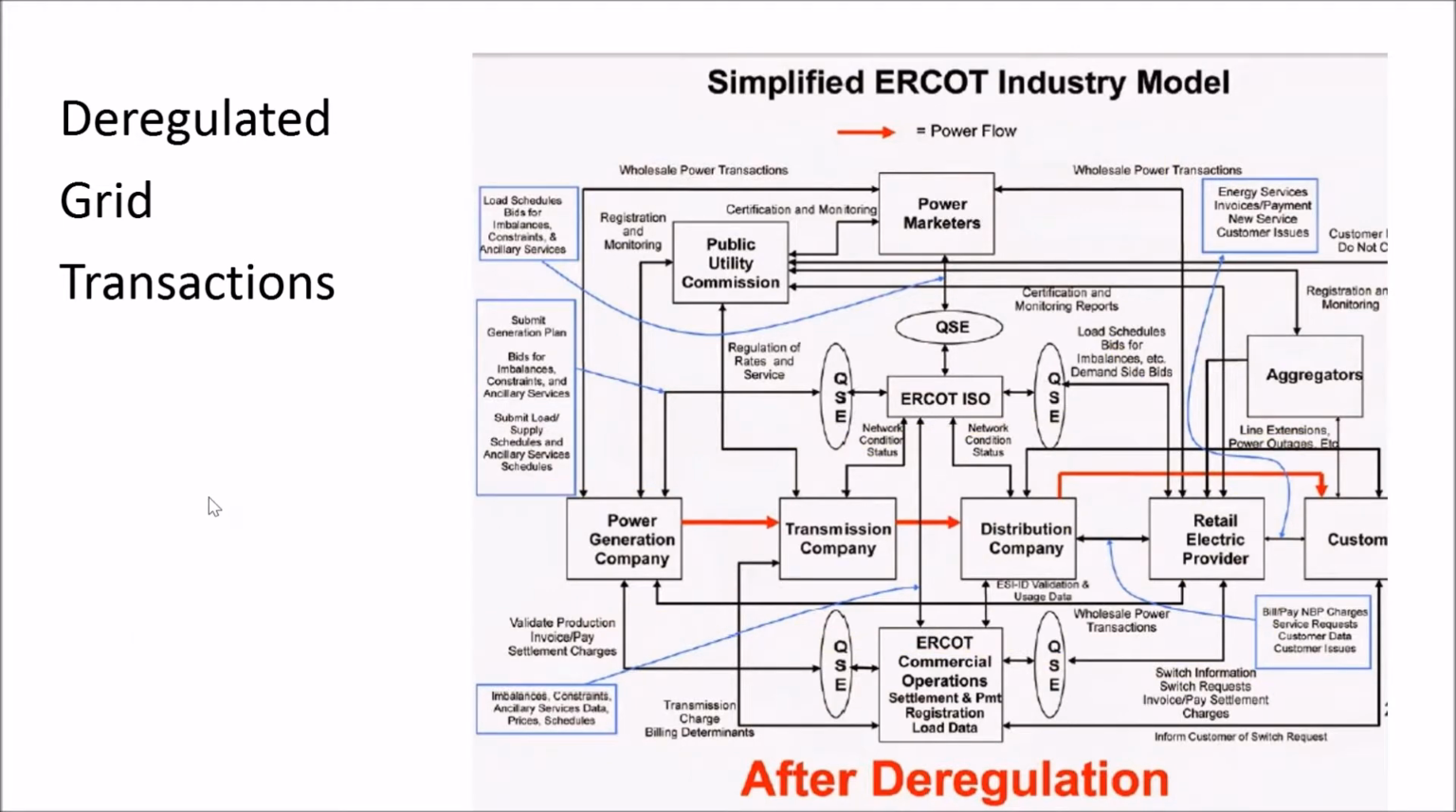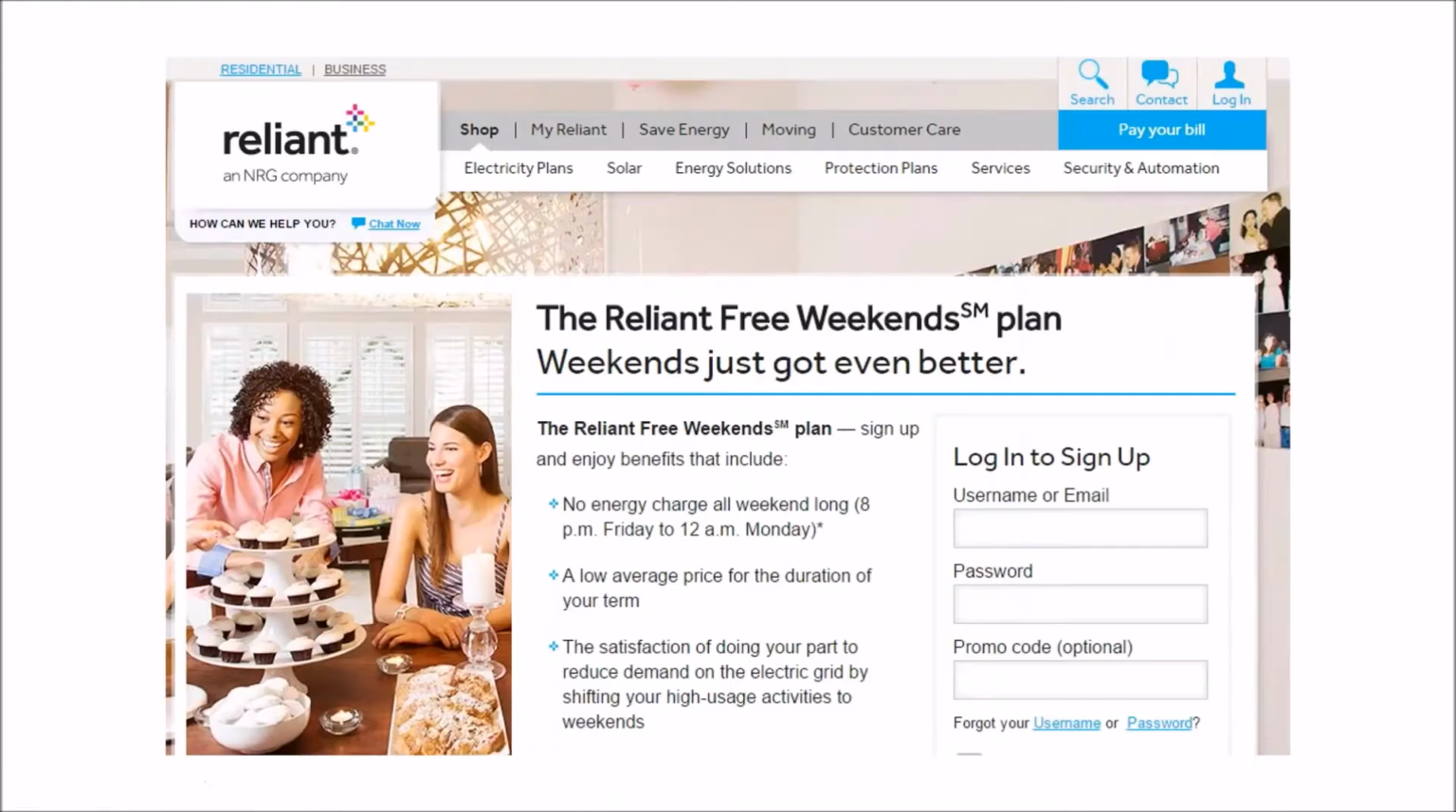So this is in Texas, and Texas has no state-required net metering. But look at this. This is kind of interesting. What they do have with Reliant is a plan where you get free nights and weekends. Well, this one is just free weekends. So no energy charge during the weekend. From 8 of Friday to Monday, you're not using energy. During the week, you are.